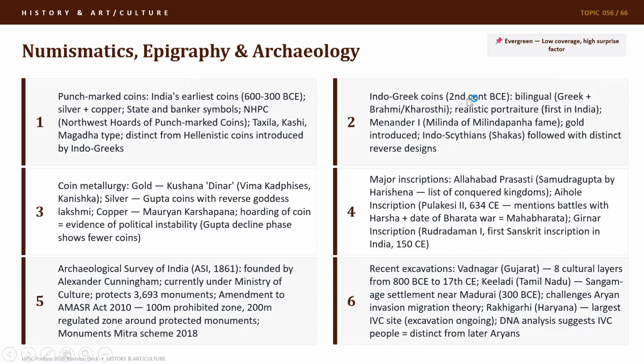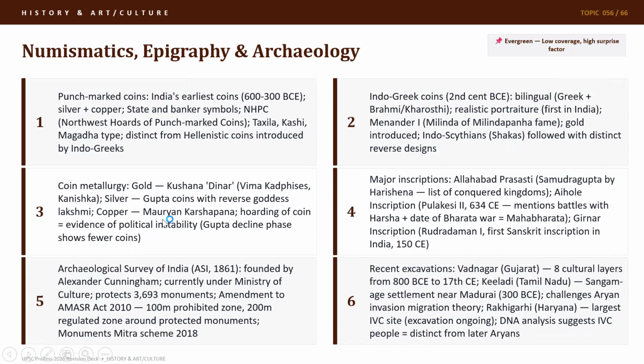Indo-Greek coins started from 2nd century BC. They were bilingual, Greek plus Brahmi or Kharosthi language. Realistic portraiture happened first time in India. Menander I, King Milinda of Milinda Panha fame, came up with gold coins. And Shakas, who were Indo-Scythians, followed with distinct reverse designs. Coin metallurgy, we have the Kushana dinar, given by Kanishka. Then silver coins, Guptas used silver coins with reverse goddess Lakshmi.